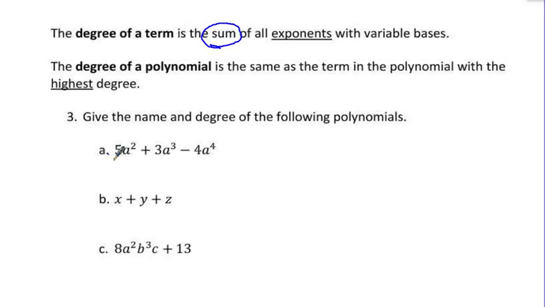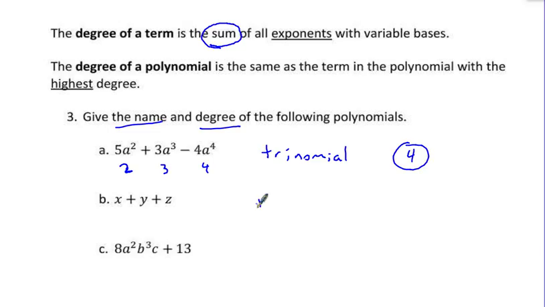So the degree of this first term is 2. The degree of the second term, 3a cubed, is 3. And the degree of negative 4a to the fourth is 4. That was the exponent. And so the degree of this trinomial is 4. That was the highest. So I wanted the name of it and the degree.